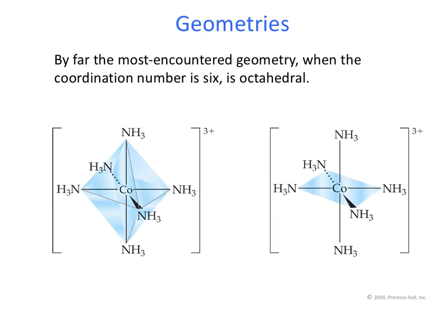A really common geometry is for a coordination number of 6, which gives us an octahedral shape. In this case, I see I've got, again, ammonia as a ligand. 1, 2, 3, 4, 5, 6 donor atoms. Another way to draw this, coordination number of 6. So both of these sketches are the same, just drawn in different ways.